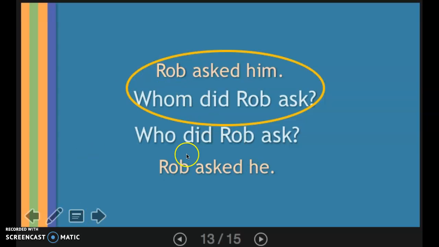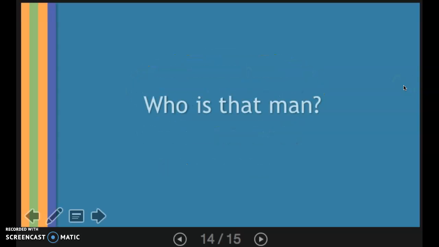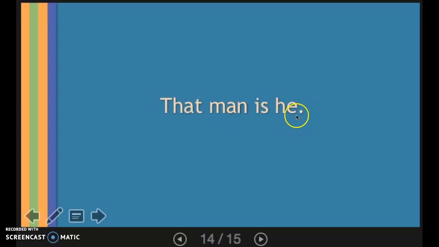So what they're saying and what I'm saying to you is, if this is correct, you would be able to use he. If this is correct, you would be able to use him. It's a little bit more confusing to me to look at it this way, and I think that you might get a little tripped up this way. So, for example, who is that man? Well, that man is he.